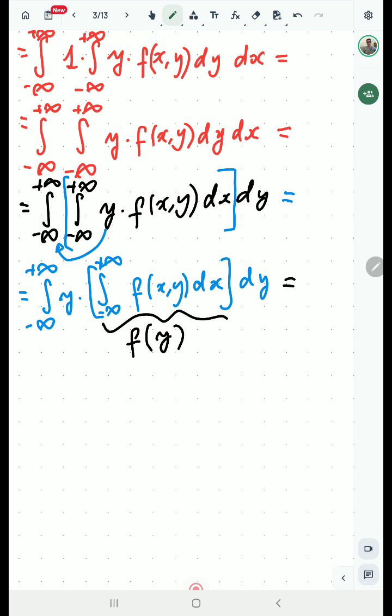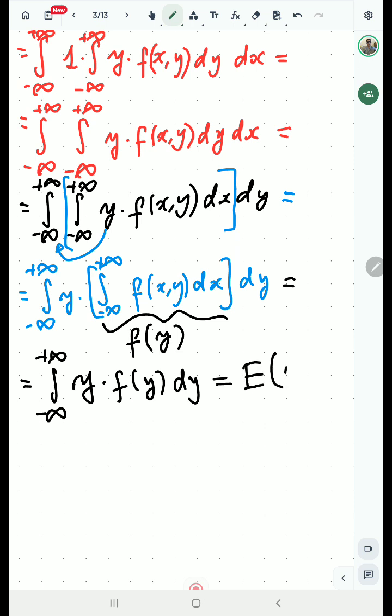So we can go further. This is equal to the integral from minus infinity to positive infinity of y times fy, integrated with respect to y. And that is basically the definition of the unconditional expectation of Y. Here I have to use an uppercase letter. So this is the proof, the proof of the law of iterated expectations. Law of iterated expectations. Remember that.